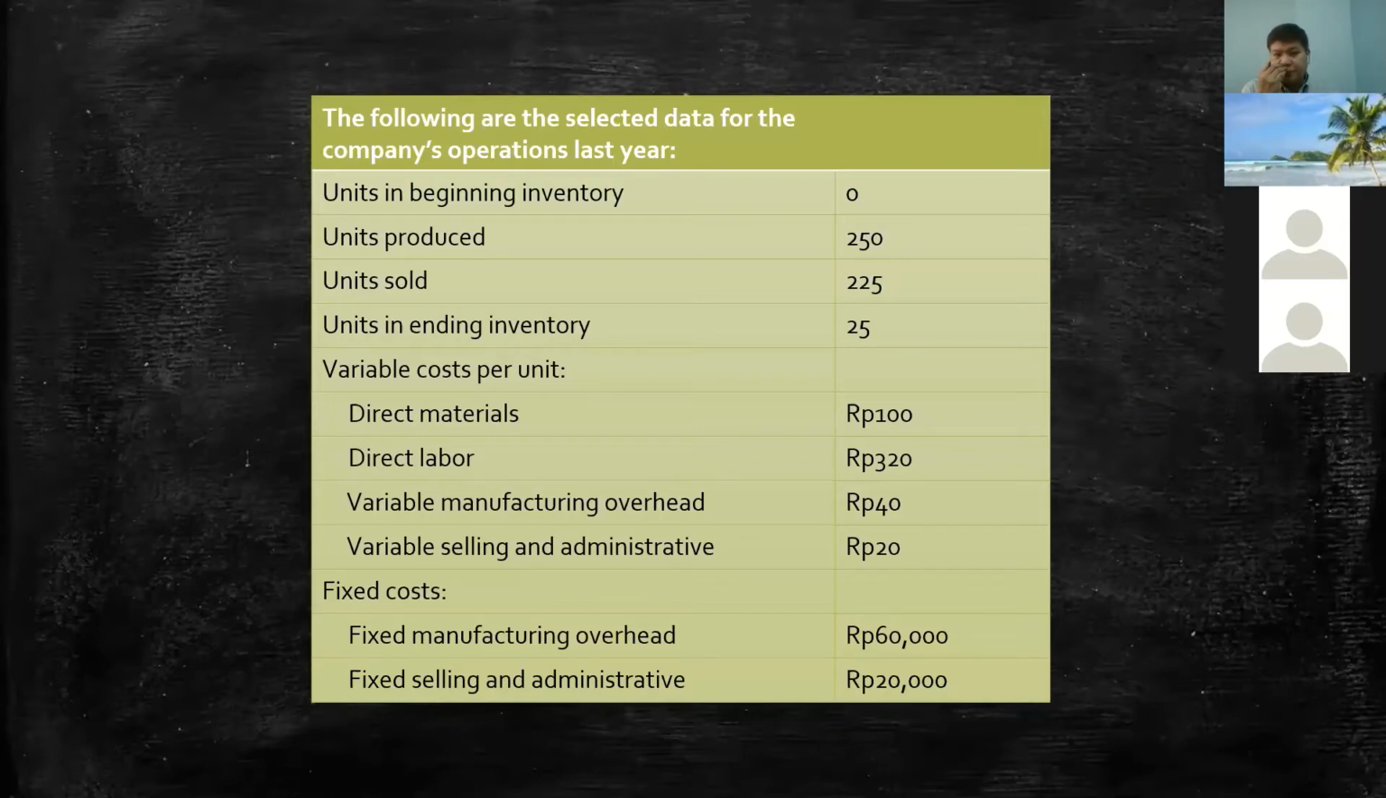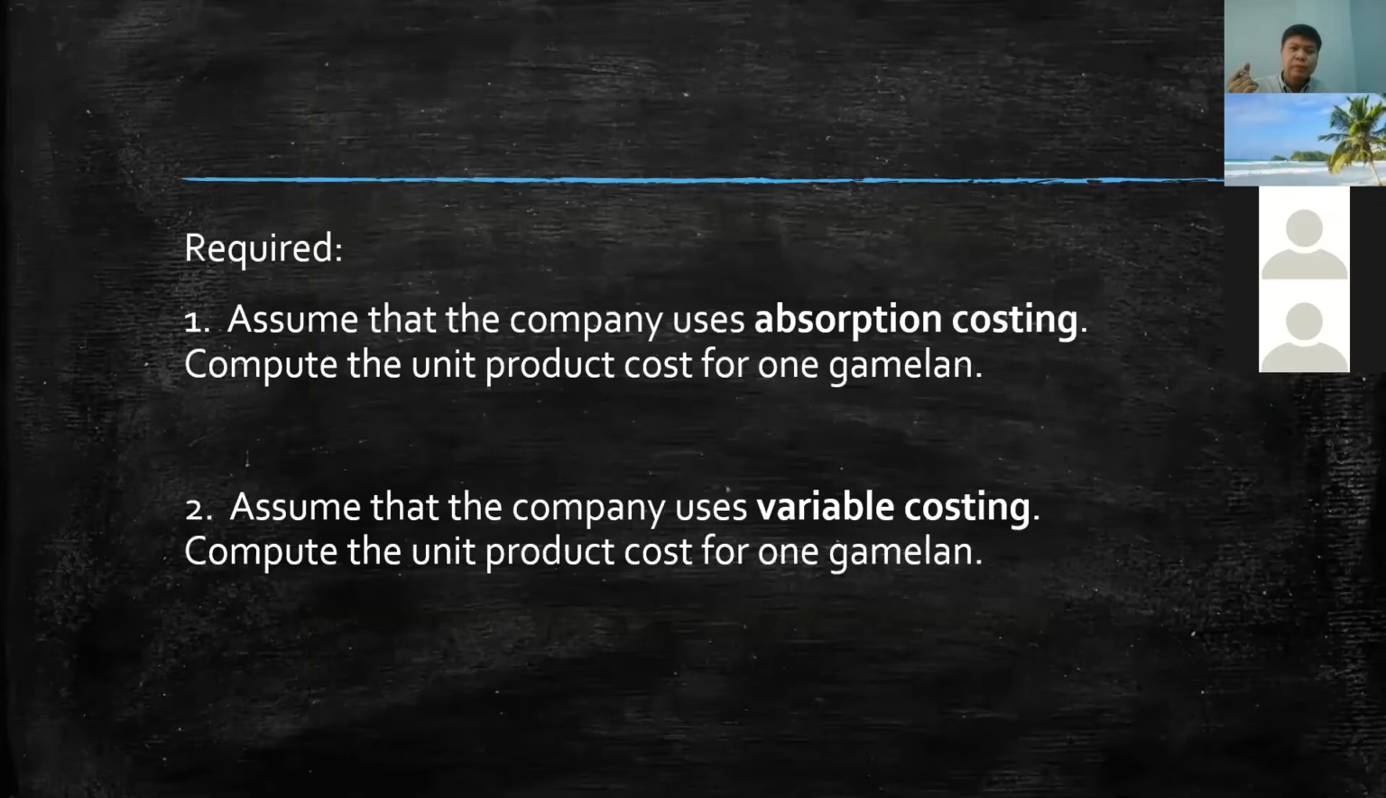Variable cost per unit, direct materials would be 100 rupiahs. Direct labor 320. Variable manufacturing overhead 40. Variable selling administrative 20. For the fixed cost, we have manufacturing overhead of 60,000, selling and administrative of 20,000. So that would be our given. So this is the required. Assume that the company uses absorption costing, compute the unit product cost of one gamelan. The other one would be the company uses variable costing.